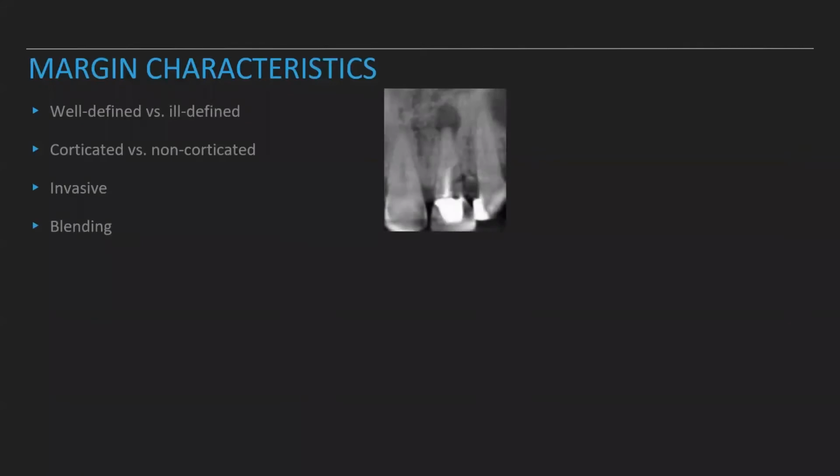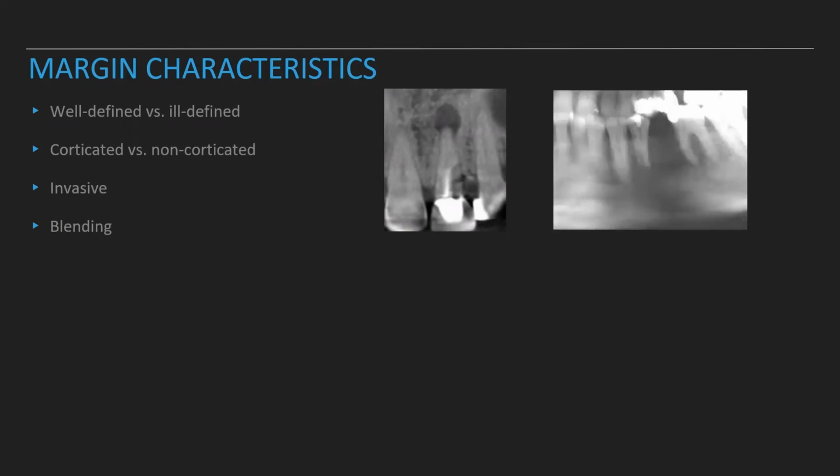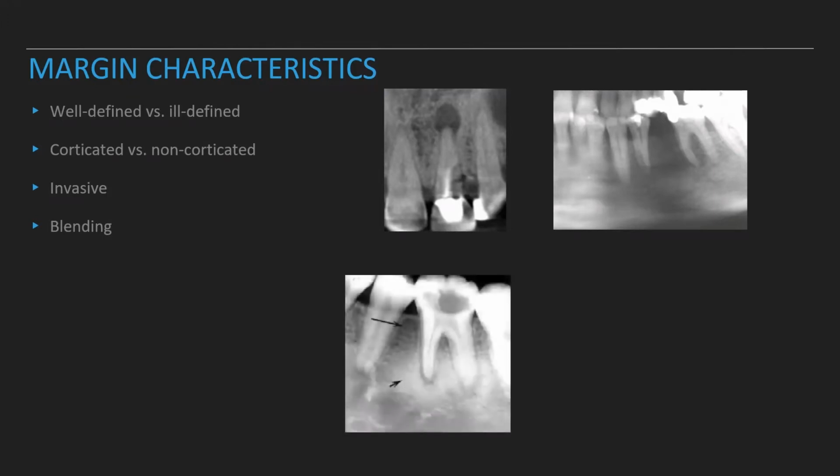The margins are characteristic. Again, is it well defined, non-corticated, or is it ill-defined and has this blending border? Usually benign lesions are going to have that well-defined narrow zone of transition, smooth, regular, corticated. Those are things you're looking for in a benign category. Once you start getting more to the ill-defined, the wide zone of transition, irregular, ragged, moth-eaten, that's when you're going to start worrying about possibly a malignancy going on.